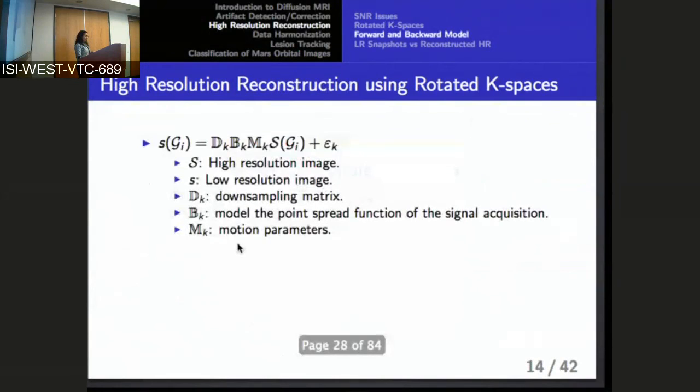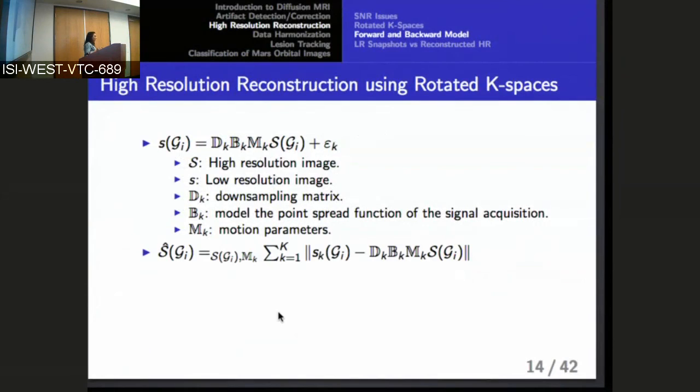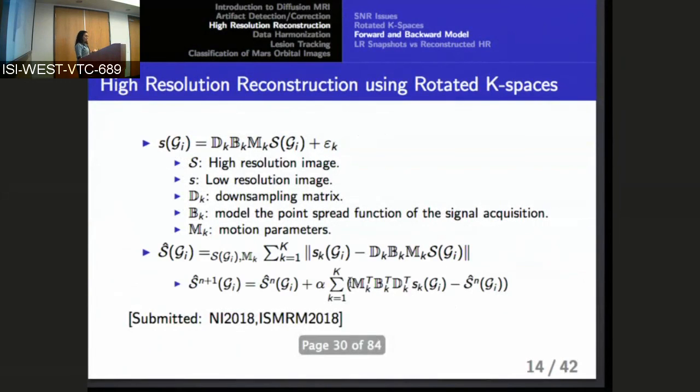And now we have these images. And this is the forward model that we consider in our work. We said that each low resolution image can be captured with a function of the high resolution image. And P here is the downsampling parameter, P is the point spread function, M is motion, plus some noise. But again, I will not go through the details, but the idea is that we have these low resolution images, and we want to make a good estimation of the high resolution image, and we did this using an iterative method.